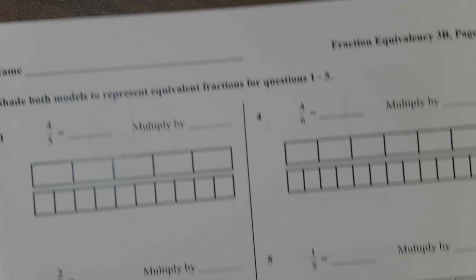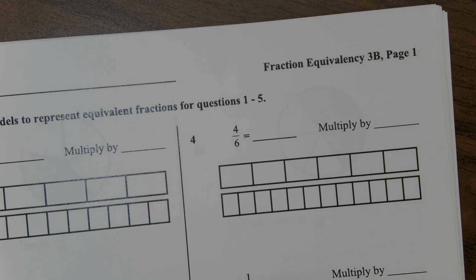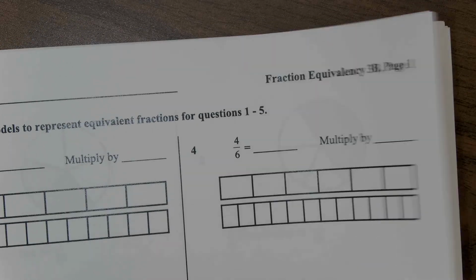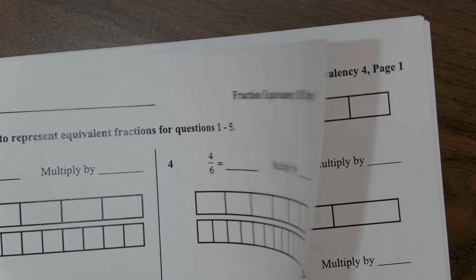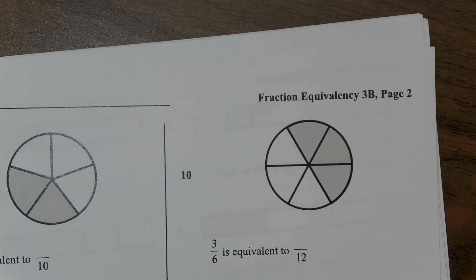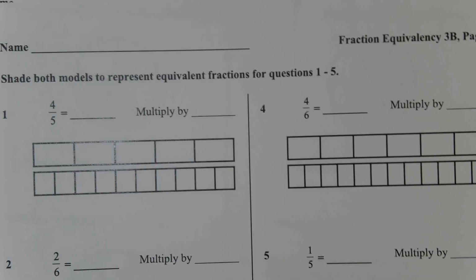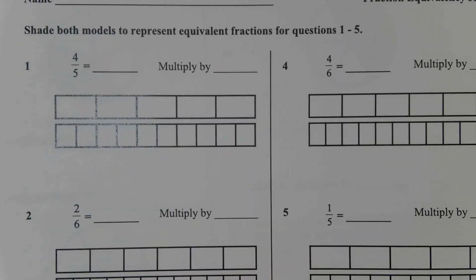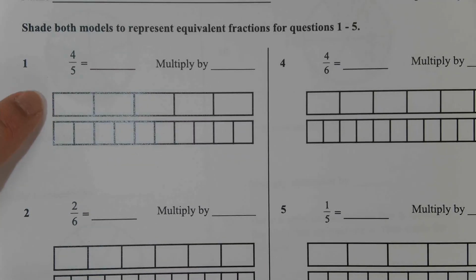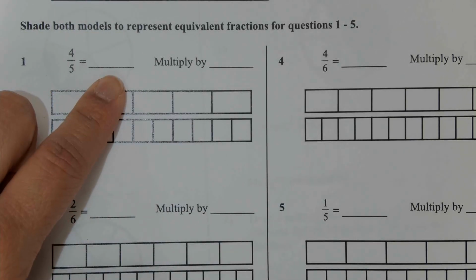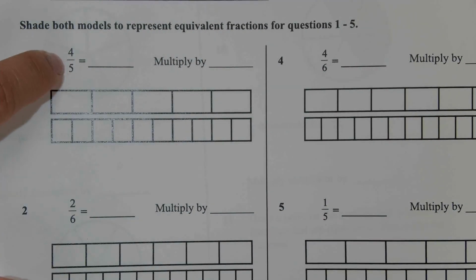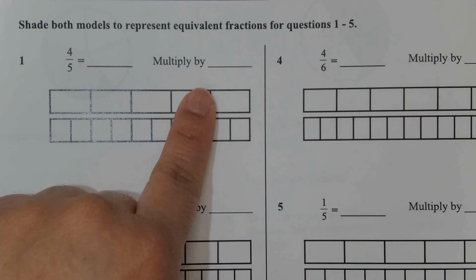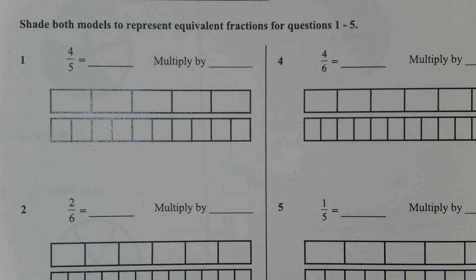Okay, so now you will practice on 3B, page 1, and 3B, page 2. For 1 through 5, you're using fraction bars. Shade in your fraction bars and then write your fraction that is equivalent to 4/5. Then you ask yourself, what did I do mathematically to get the equivalent fraction, and you write what you multiplied by.